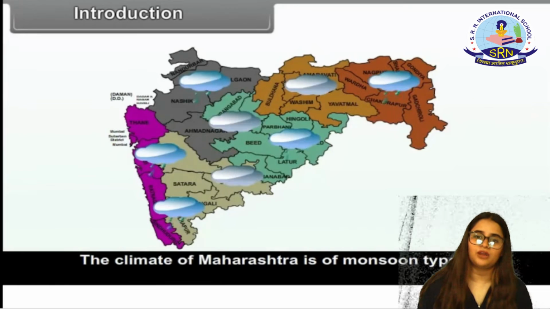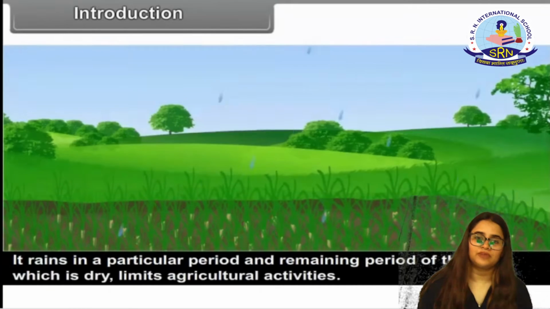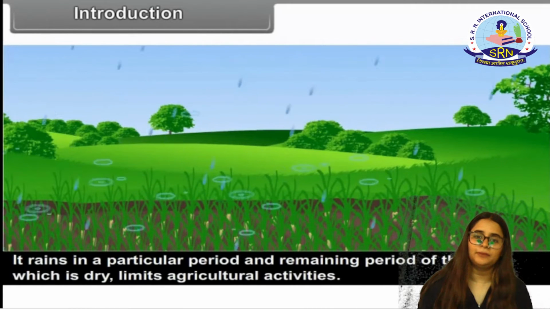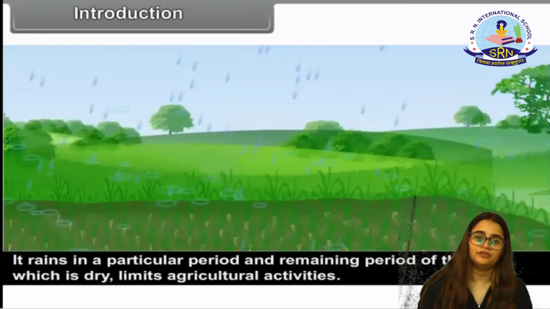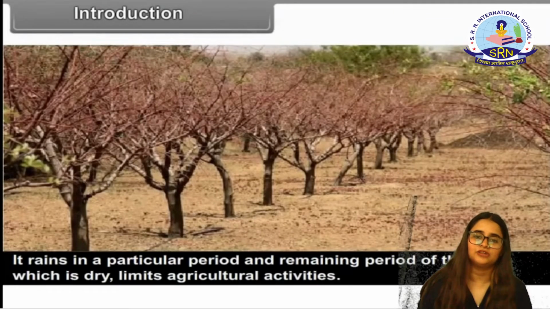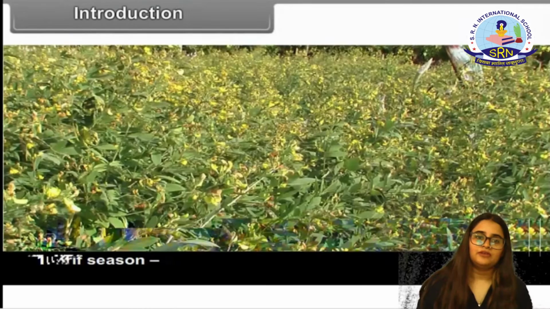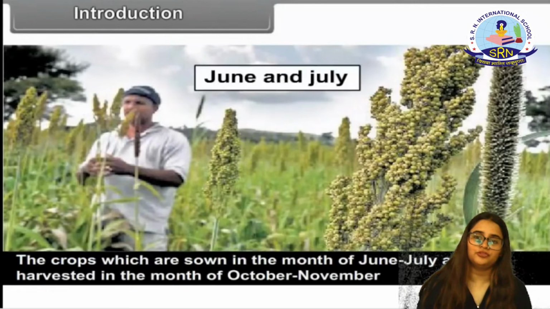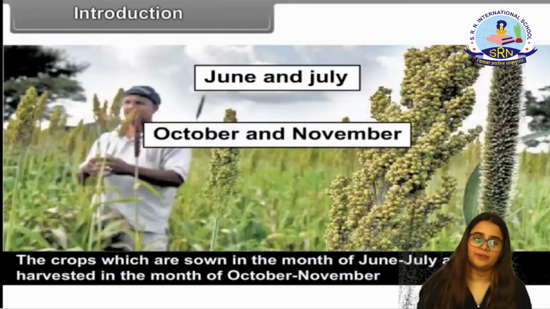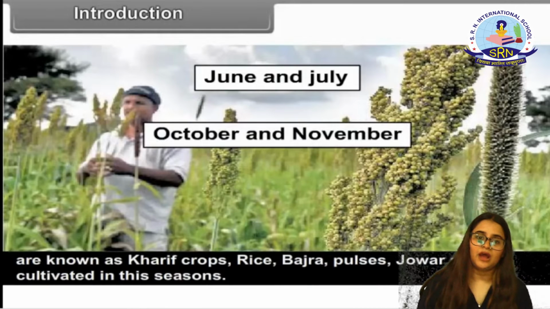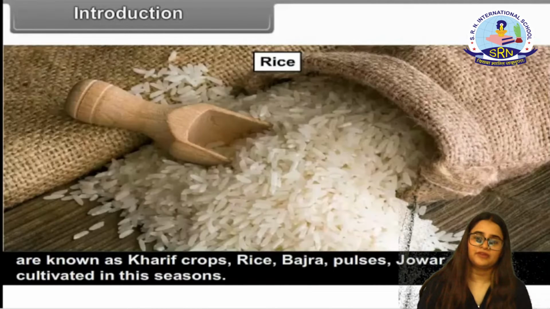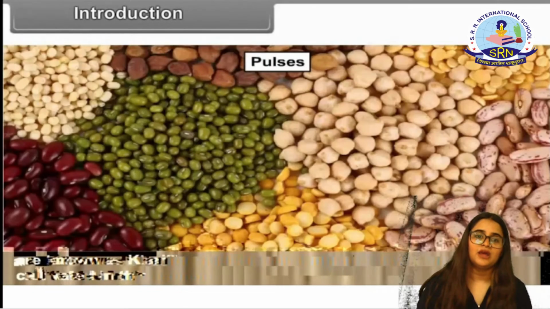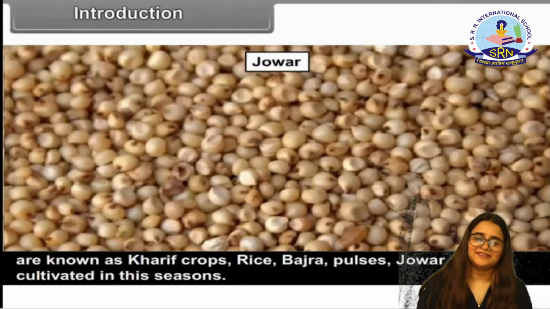The climate of Maharashtra is of monsoon type. It rains in a particular period, and the remaining period of the year, which is dry, limits agricultural activities. First is Kharif season. The crops which are sown in the month of June, July and harvested in the month of October, November are known as Kharif crops. Rice, bajra, pulses, jowar are cultivated in this season.